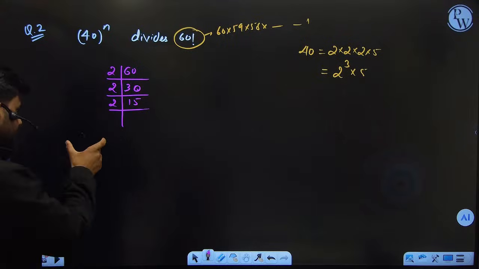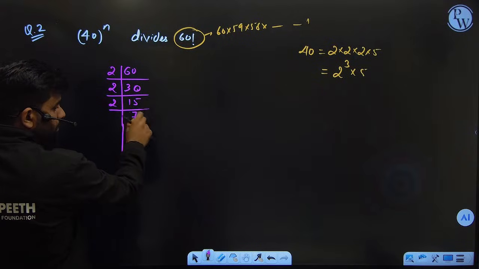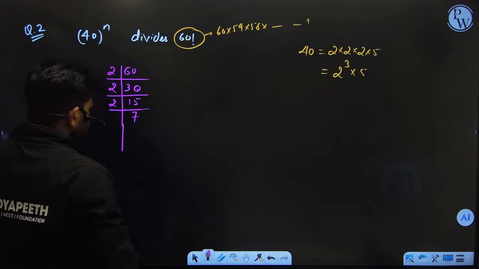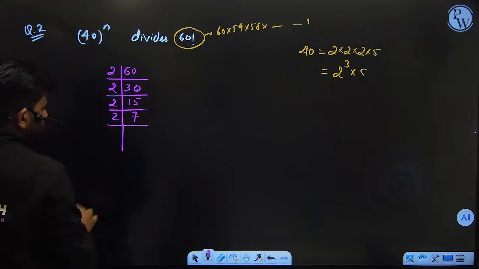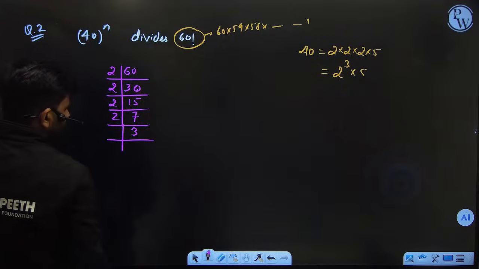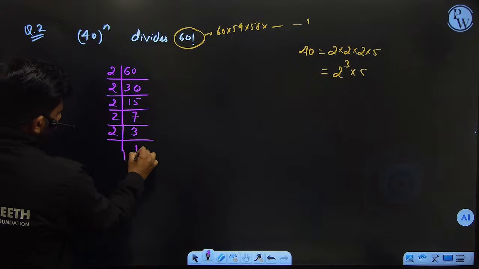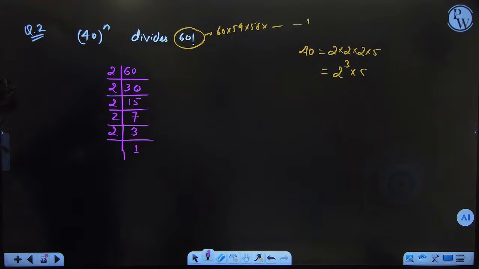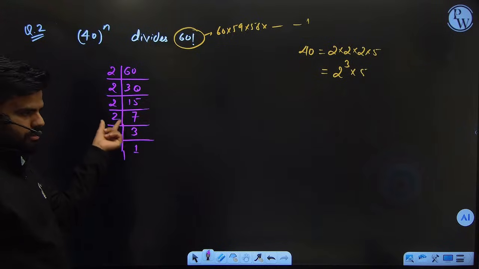But we will write the integer part, so the integer part is 7. It will be 7.5, but we will not write 7.5, we'll write it as 7 only, right? Then again divide by 2, so the answer will be 3.5, but we will write only the integer portion. Again by 2, so the integer portion will be 1. So we'll divide till this number is smaller than the number which we are using for the division.